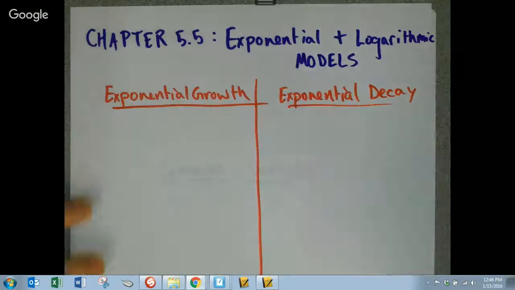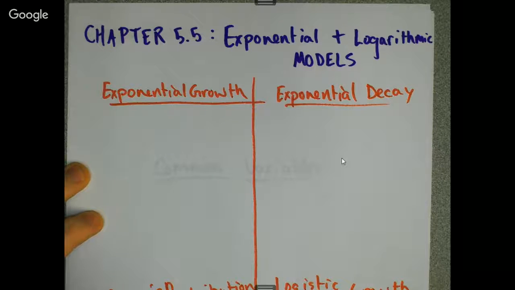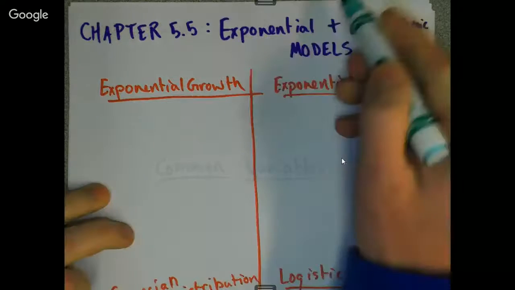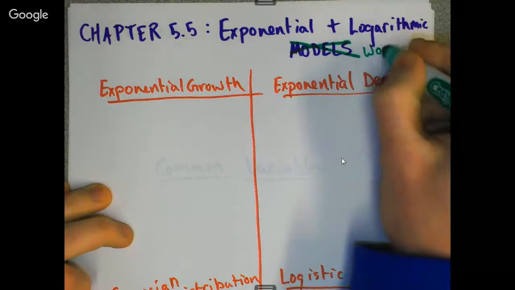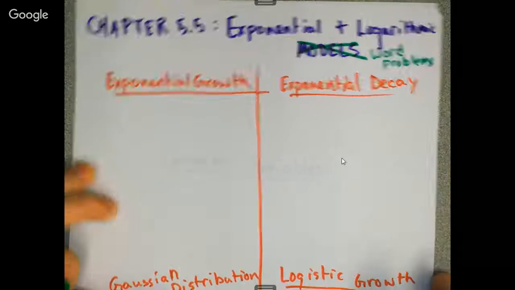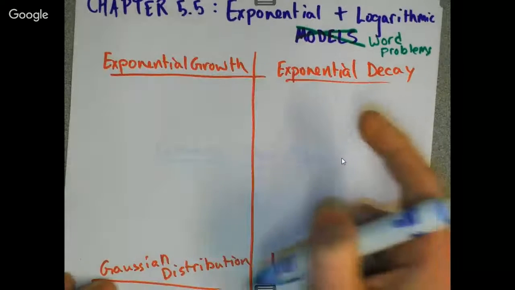Mr. Jones, and we're going to talk about chapter 5.5 today, which is exponential and logarithmic models. Now, that's just a real fancy word for saying word problems. Okay, so we're dealing with word problems today, and there are 5 different models that we're going to look at, starting with exponential growth. And we've got exponential growth and decay. We're going to kind of do them both at the same time.